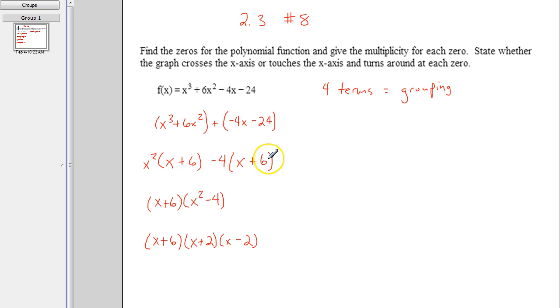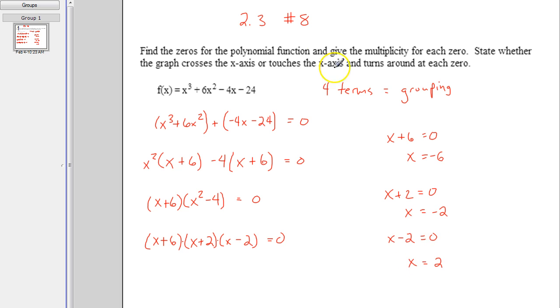We're finding the zeros of this polynomial, so all of this stuff is being set equal to 0. After I've set the entire polynomial equal to 0, I set each factor equal to 0. We've got multiplication here, so if something times something times something equals 0, then one of these 3 things is equal to 0. So each factor gets set equal to 0, and we solve. This gives me x equals negative 6. x plus 2 equal to 0 gives me x equals negative 2. And the last one, x minus 2 equal to 0, gives me x equals positive 2.